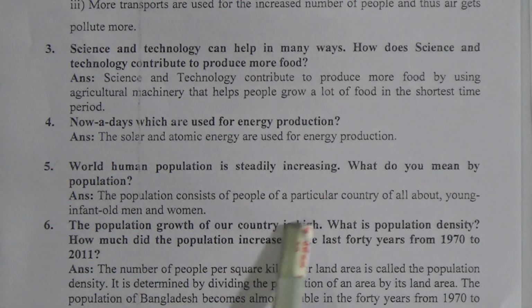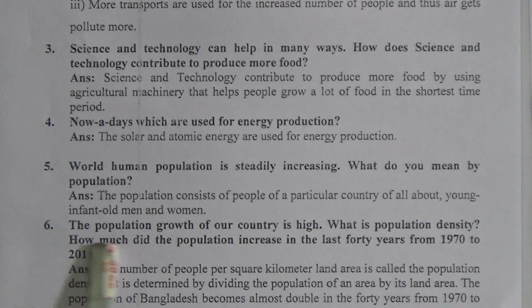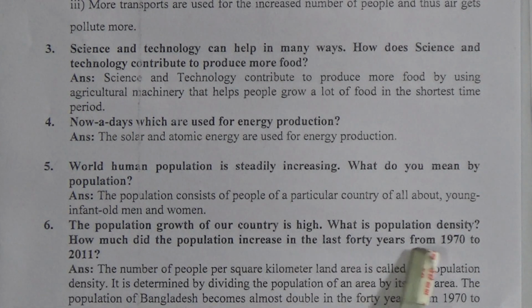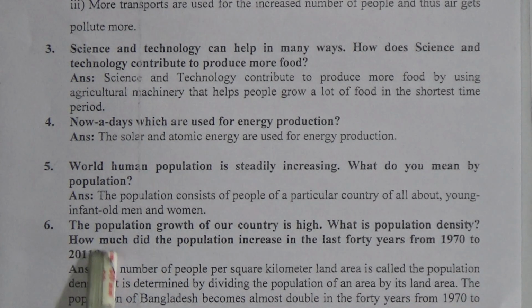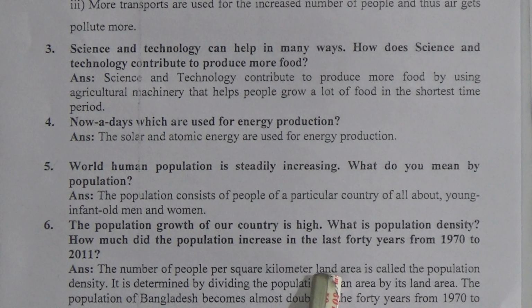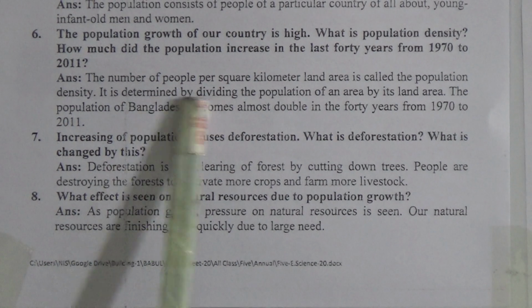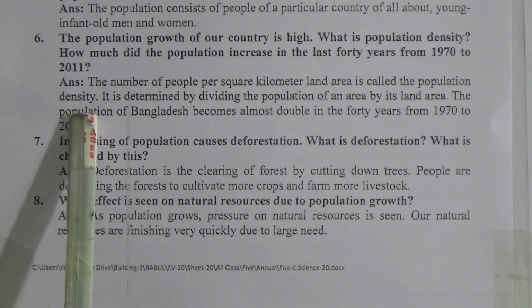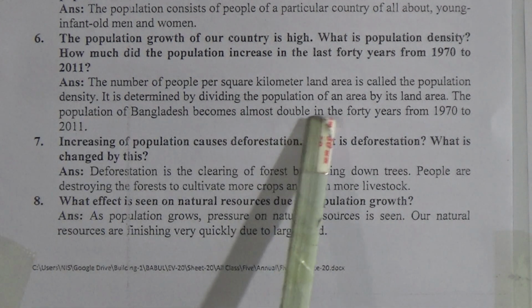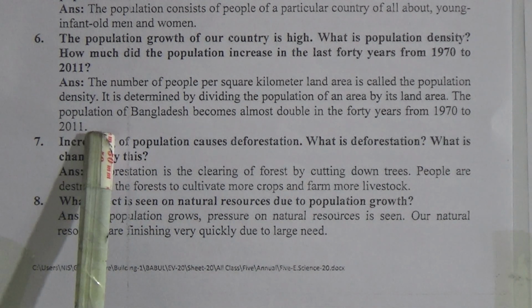Now come to next question. The population growth of our country is high. Then what is population density and how much did the population increase in the last 40 years from 1970 to 2011? Now come to answer. The number of people per square kilometer land area is called the population density. It is determined by dividing the population of an area by its land area. The population of Bangladesh became almost double in the 40 years from 1970 to 2011.